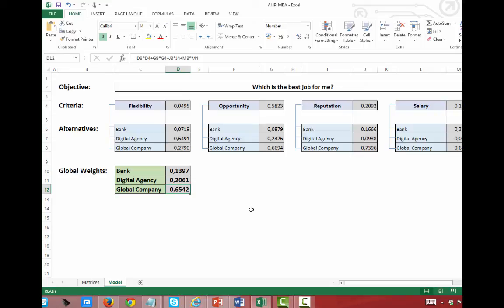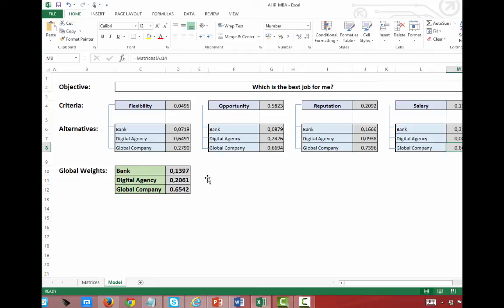First, you can see the weight of each criteria on the second level of our decision problem model. Here, opportunity is the most important one with a 58%. Then, you can see the weights of all my alternatives according to each criteria. For instance, the digital agency is the one with the highest flexibility. The global company provides the highest opportunities. The global company provides the highest reputation. And the global company provides the highest salaries.